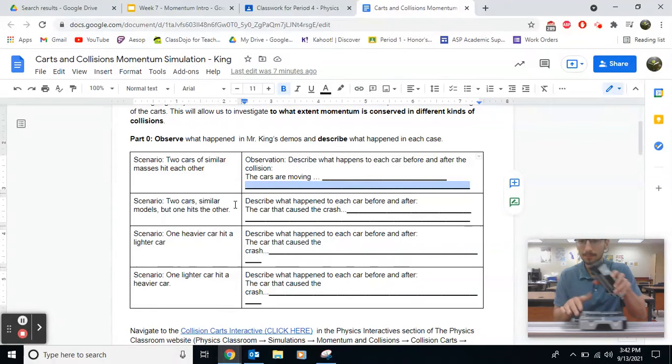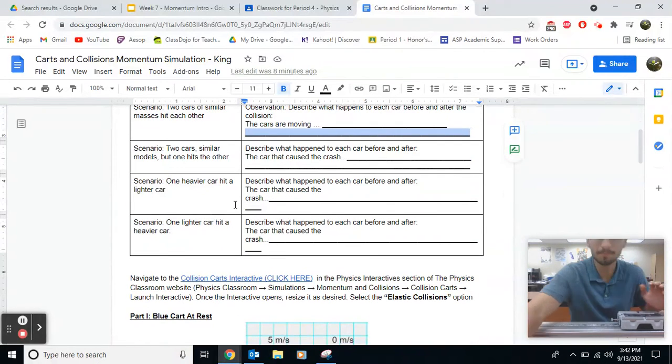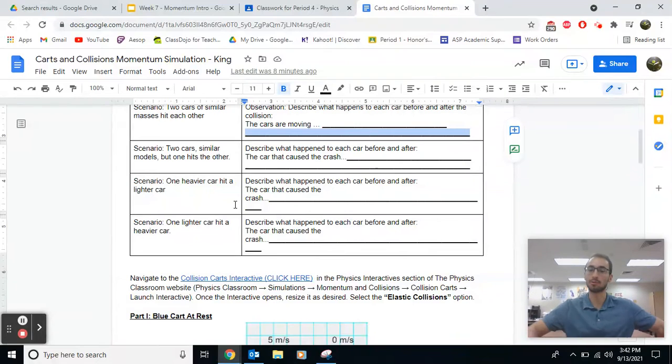Okay? Now we're going to do the opposite. I'm going to have a lighter car and a heavier car. The lighter car actually bounces back this time. Okay? So why is it when the lighter car hits the heavier car, the lighter car actually bounces back? When it was the other way, the heavier car did not bounce back. We're going to be talking about that in our next unit, momentum.